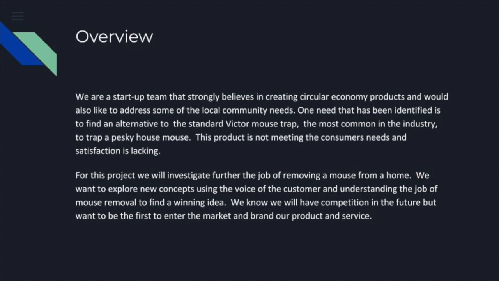We want to explore new concepts using the voice of the customer and understanding the job of mouse removal to find a winning idea. We know we will have competition in the future, but want to be the first to enter the market and brand our product and service.